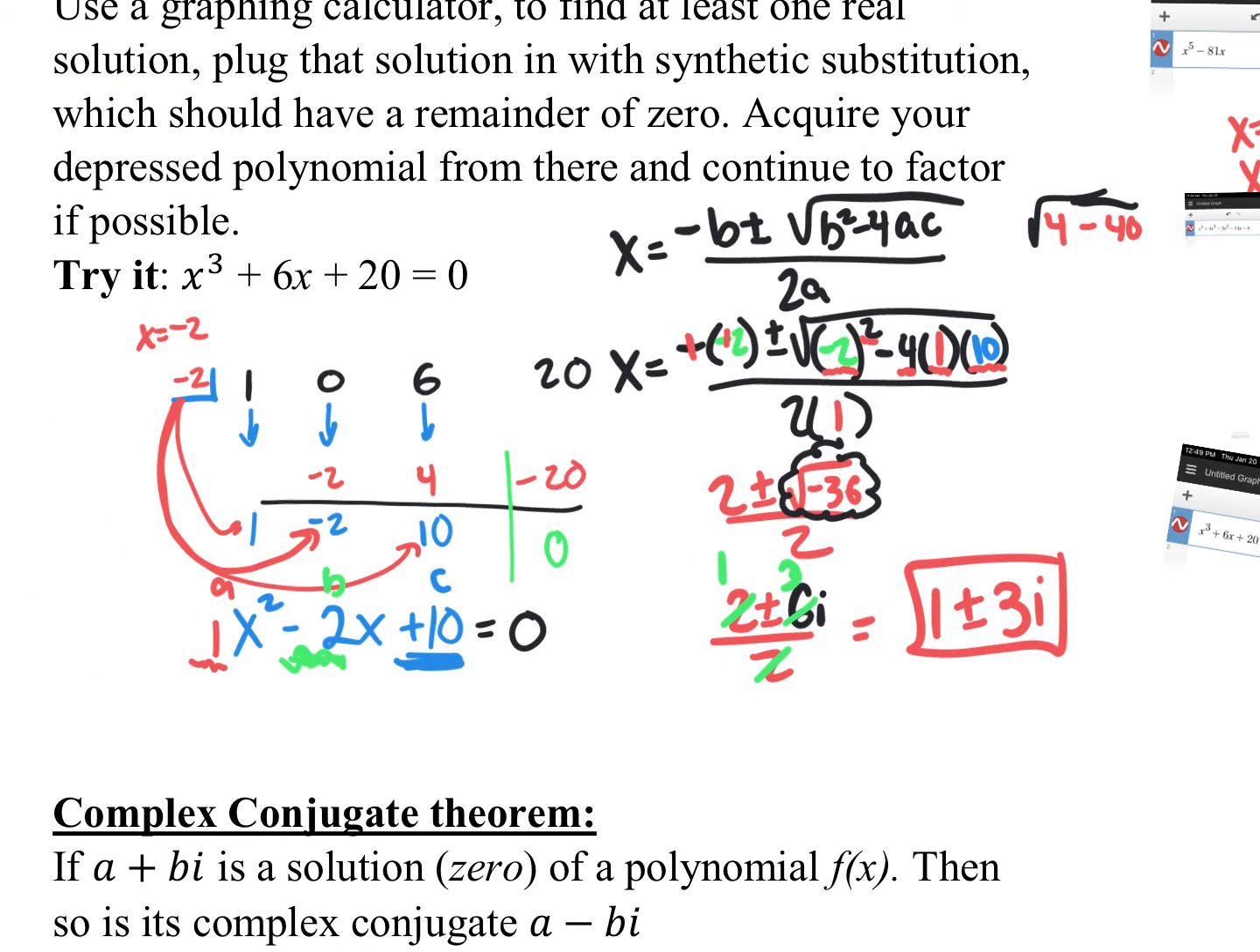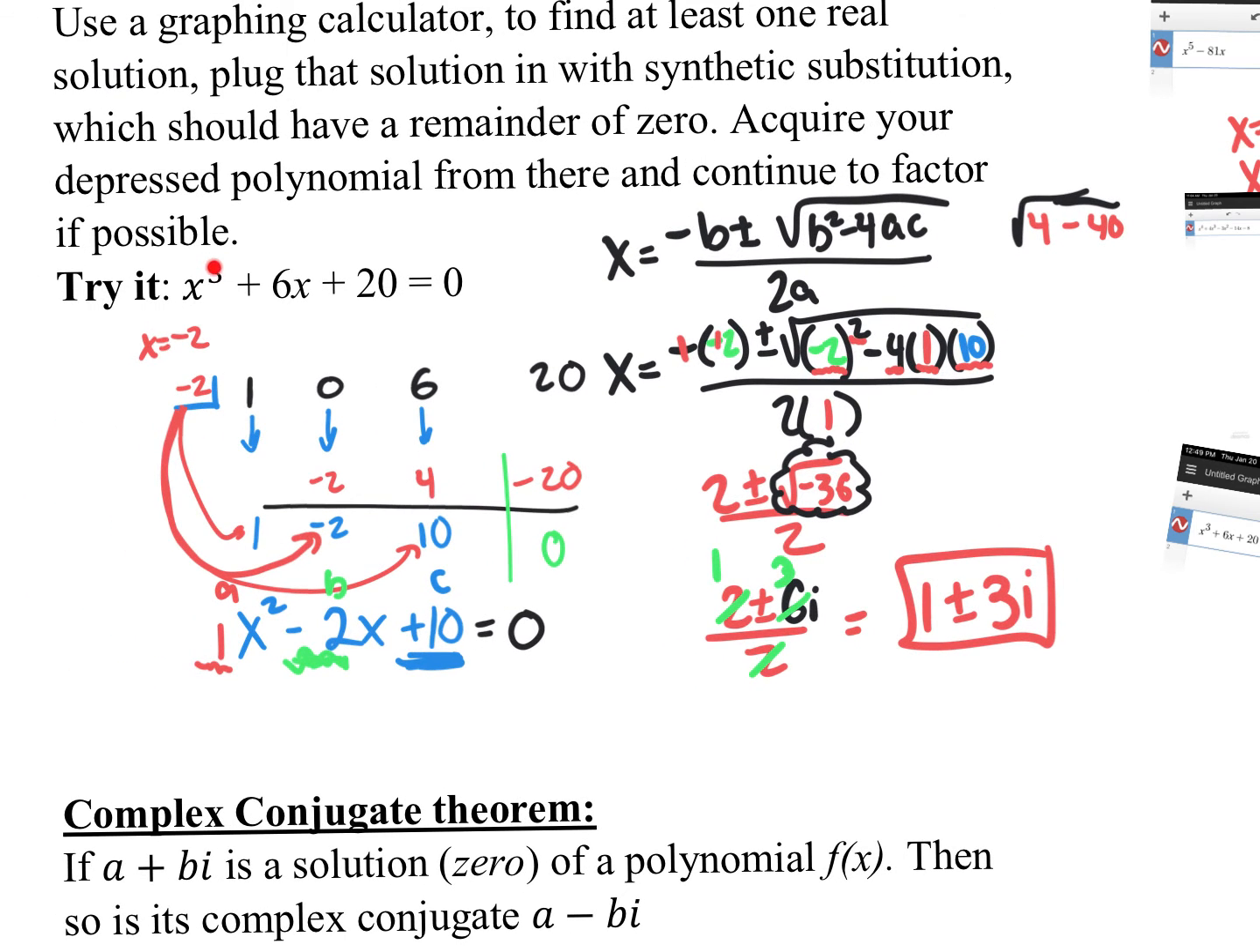So this third degree equation, we got 1 real answer and 1 real answer only. We use that 1 answer to get a depressed polynomial, which gives us a quadratic. Then we use the quadratic formula to find our other 2 imaginary answers. So this third degree equation really does have 3 answers. One of them is real. It's actually -2. And the other 2 are imaginary.